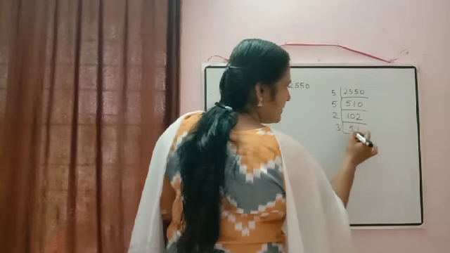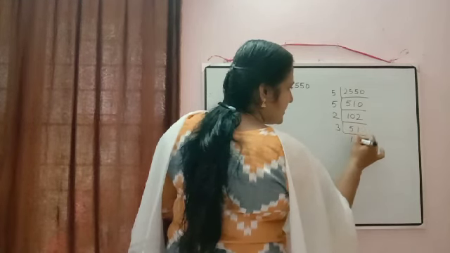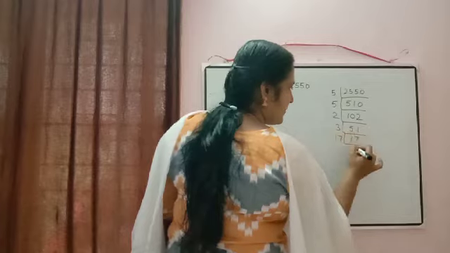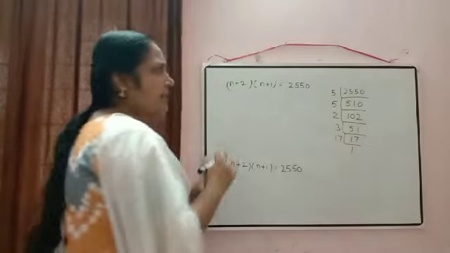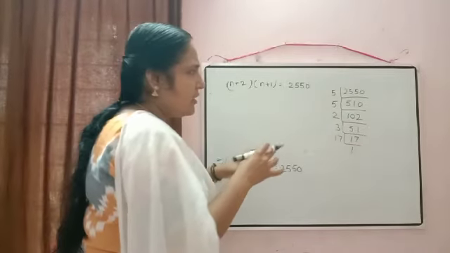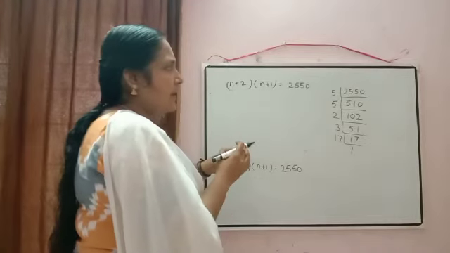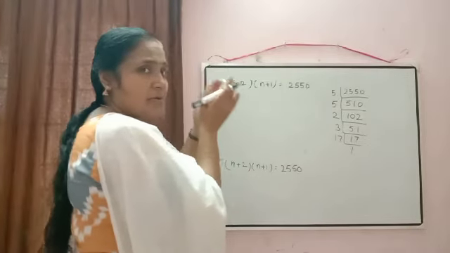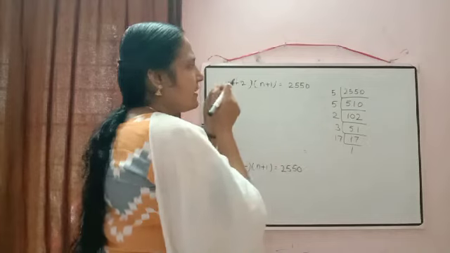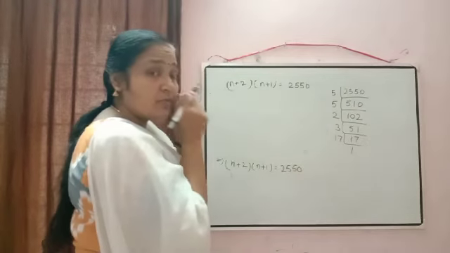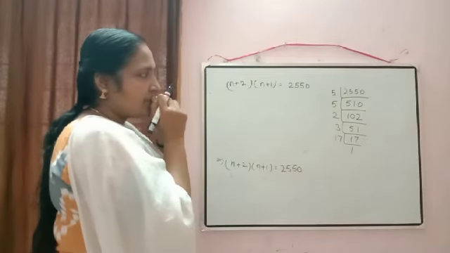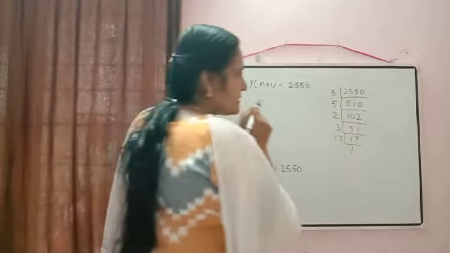Then it will be divisible by 3. 3 1s are 3, 3 7s are 21. 17 is a prime number there. So this is the factorization. Now just to check there, you multiply in such a way that you are able to express 2550 as product of two consecutive numbers only. So how can we rearrange there, just to check.